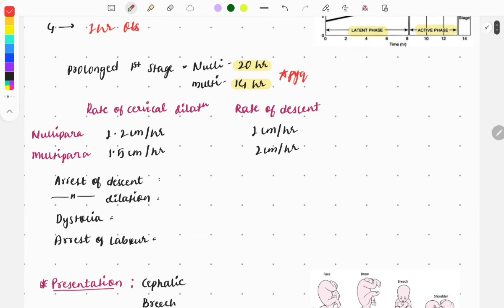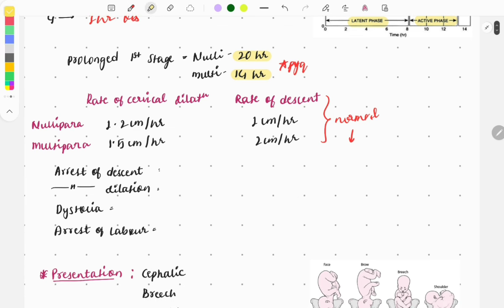Then also questions are asked on the rate of cervical dilation and the rate of descent. So in nullipara, these values are the normal value. If these are normal, then you can progress with the delivery, and if these values are not normal, then there will be an arrest of labor and an arrest of descent. We will look at those things also now.